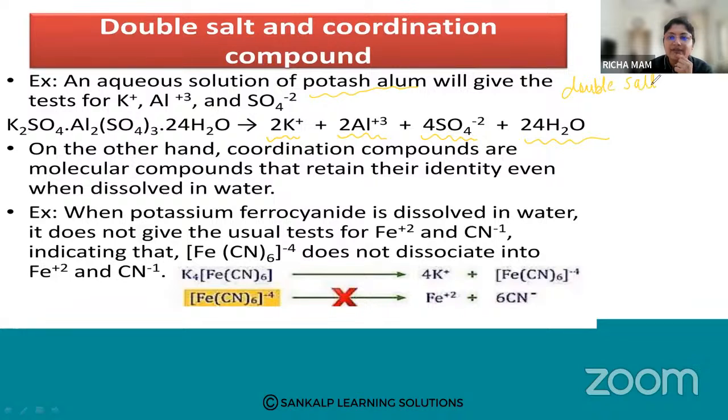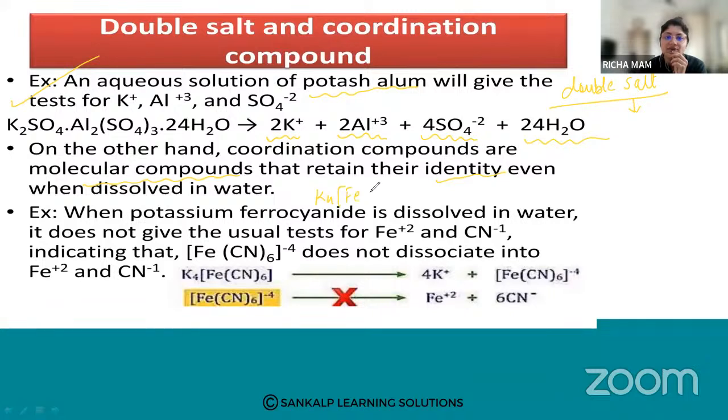So when we have a double salt, what will happen when we add it in water? It will dissociate into its simple ions. Now, on the other hand, when we have a coordination compound, even when you add it in water, the molecular compounds will retain their identity. They will not completely dissociate, right?